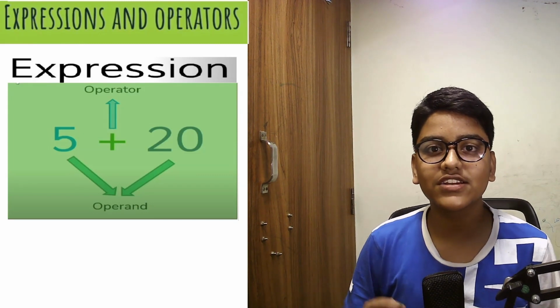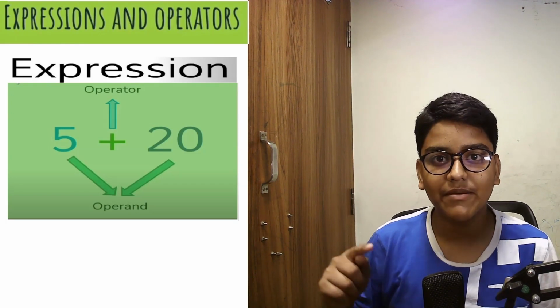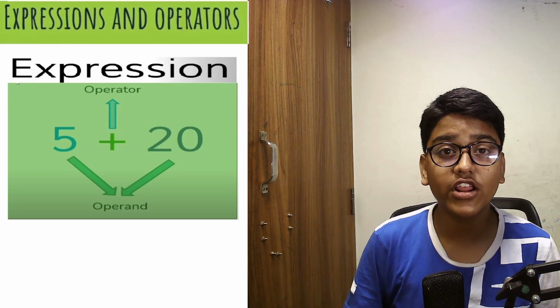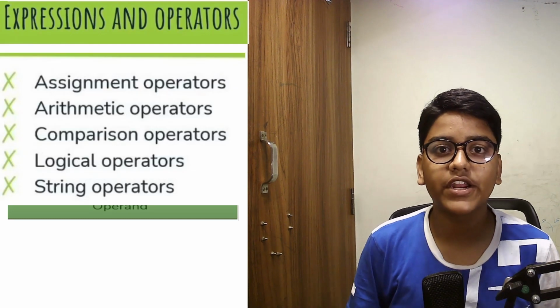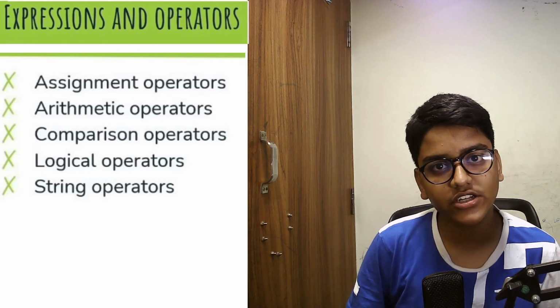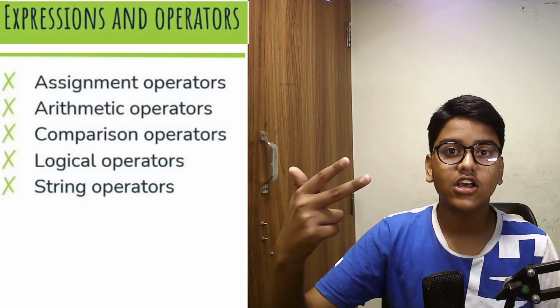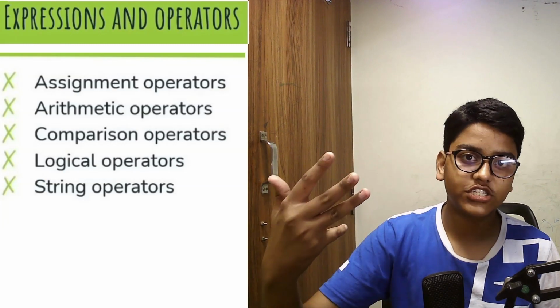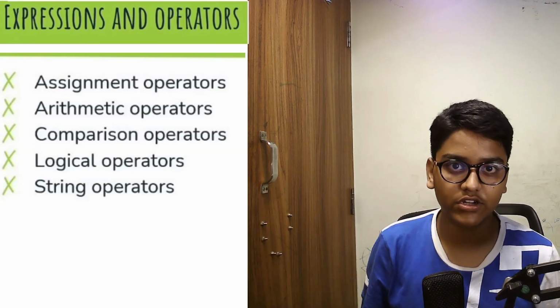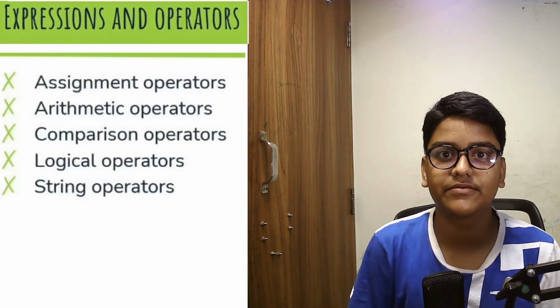Now friends, instead of this addition symbol, addition operator, you can use some other operator also. So friends, in JavaScript we have 5 types of operators. These are assignment operator, arithmetic operator, comparison operator, logical operator, and string operators. So now let's learn about all these operators in detail.